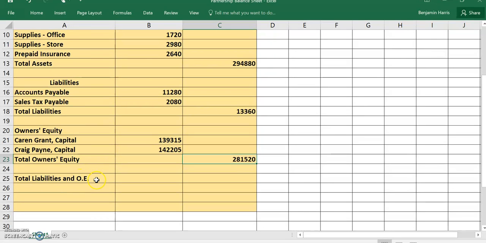Now, total liabilities and owner's equity is simply total liabilities plus total owner's equity. So add these two together and hit enter. I got $294,880. Does that look like our asset number? It does. So in this case, assets equals liabilities plus owner's equity. These two numbers have to match up, which they do, and we have completed all 4 sheets of this section. We completed our income statement, our owner's equity statements, and we concluded here with the balance sheet.